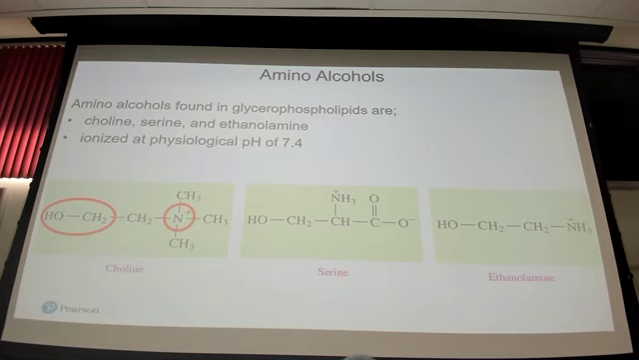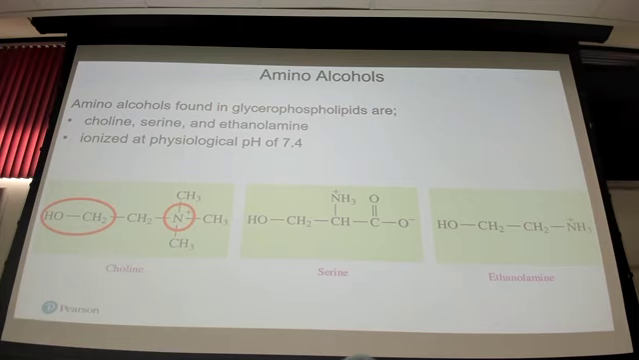So here are the different types of amino alcohols found in glycerol phospholipids. Again, that little trick that I showed you on how I know what type of molecule this is: you see that amine group, the nitrogen, and the CH2OH alcohol. So this is why they are considered amino alcohols. Does that make sense?